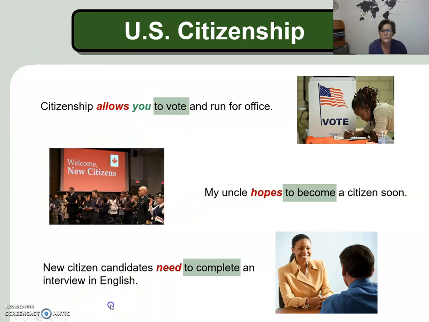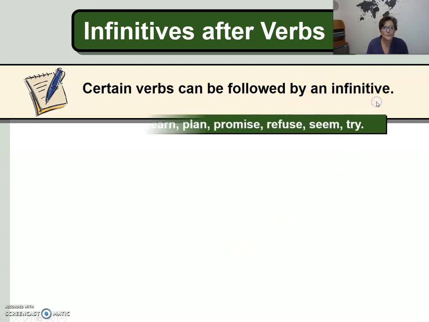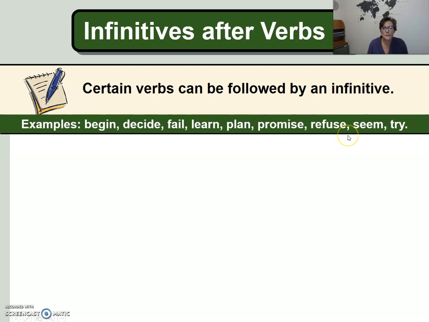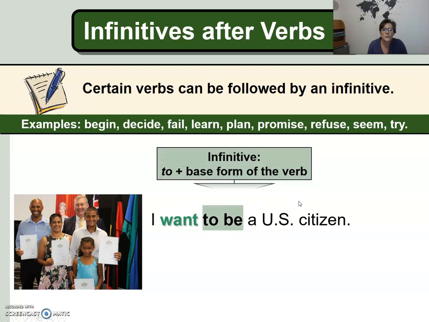Now let's learn a little bit more about the use of infinitives after certain verbs. Certain verbs can be followed by an infinitive. Notice these examples right here. Take a moment to look at this sentence. I want to be a U.S. citizen. To be is the infinitive. Notice that it is to plus the base form of the verb.